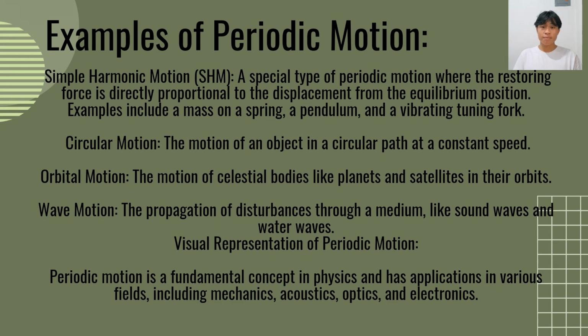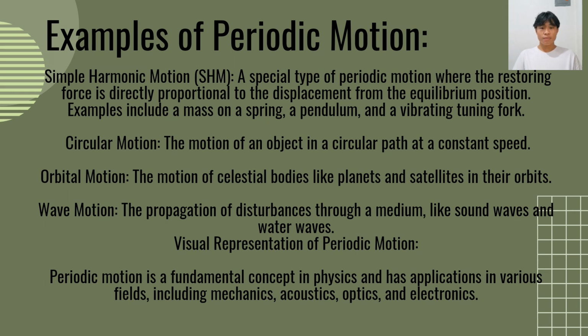So here are some examples of periodic motion. Simple harmonic motion, or SHM, a special type of periodic motion where a restoring force is directly proportional to the displacement from the equilibrium position. Examples include a mass on a spring, a pendulum, and a vibrating tuning fork.